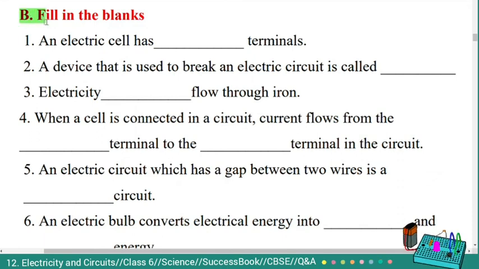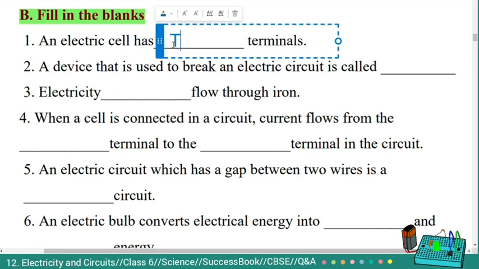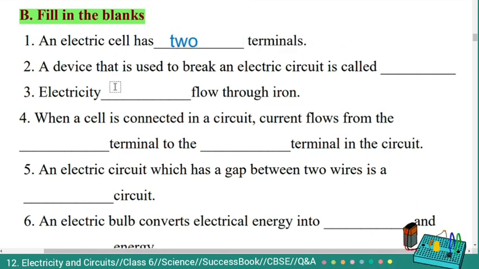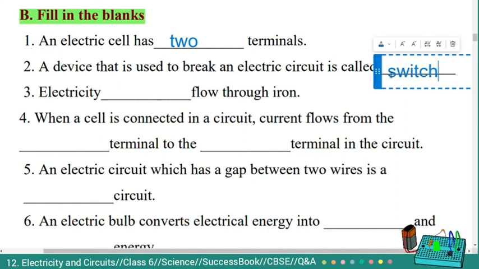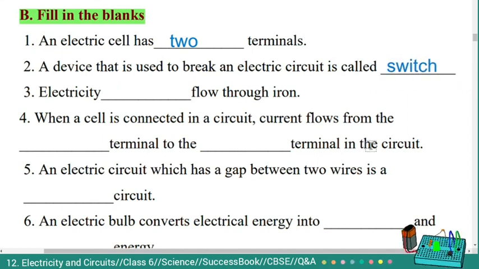Second main, B, fill in the blanks. First question, an electric cell has dash terminals. An electric cell has two terminals. Second, a device that is used to break an electric circuit is called dash. A device that is used to break an electric circuit is called switch.